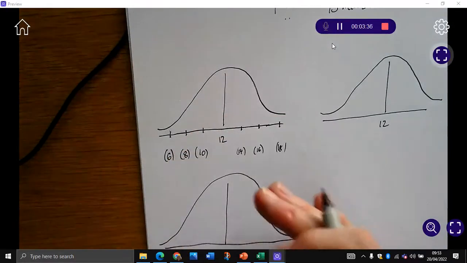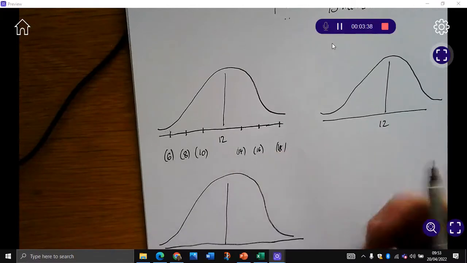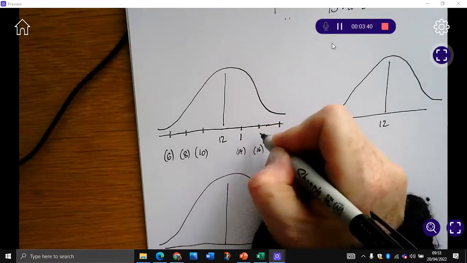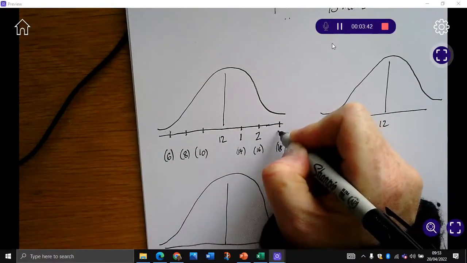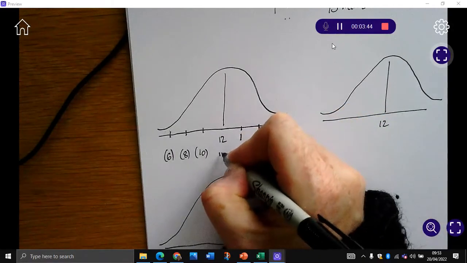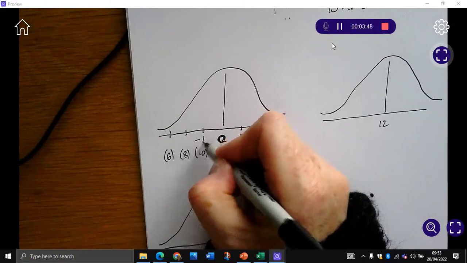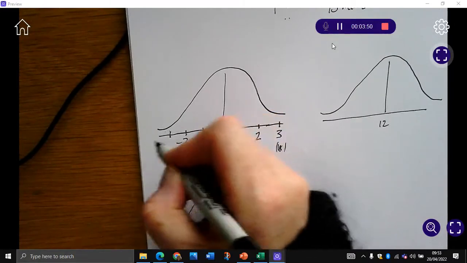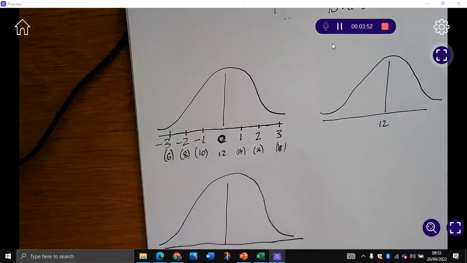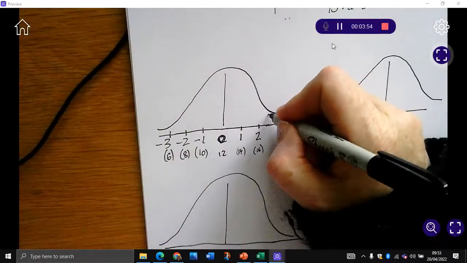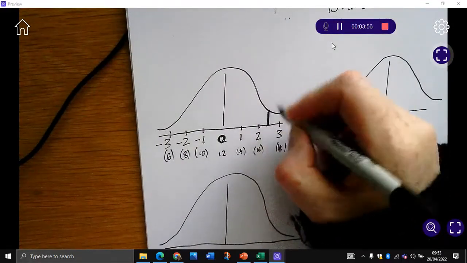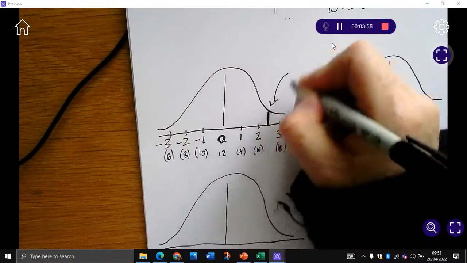And unwittingly, I've done z-scores there, but anyway, in other words, 1 standard deviation above, 2 standard deviations above, 3 standard deviations above, call that 0. 1 standard deviation below, 2 standard deviations below, 3 standard deviations below. So we know that 17 minutes is here. So that's 17 minutes.